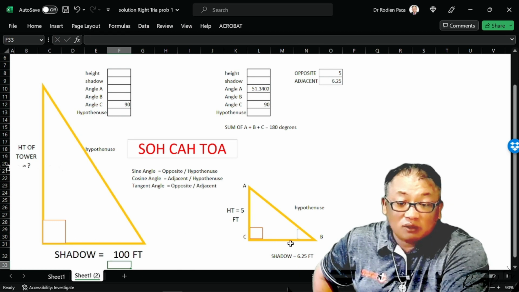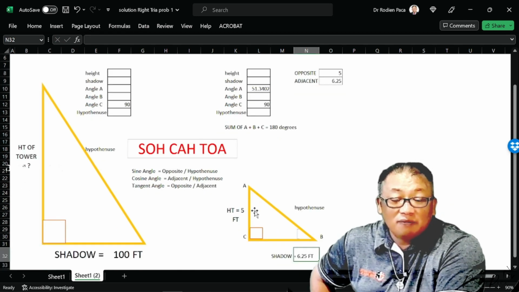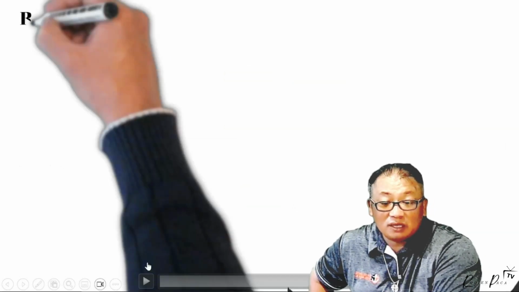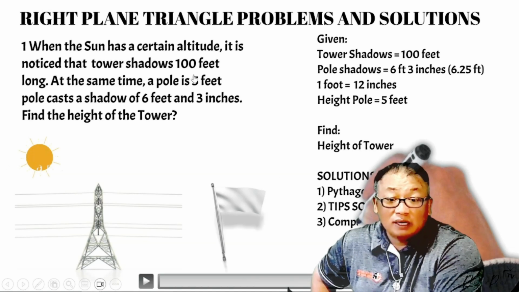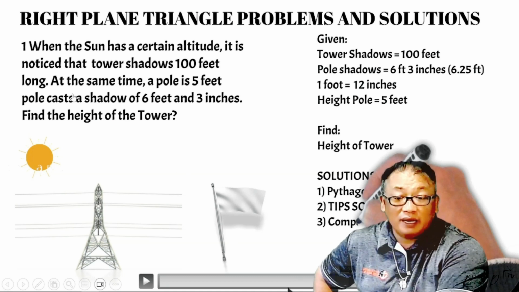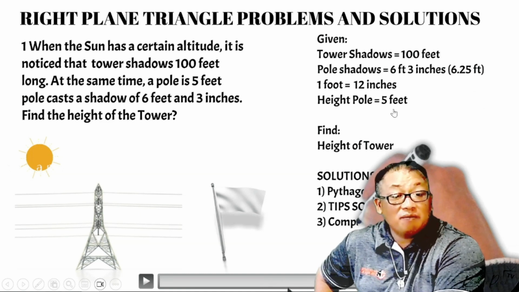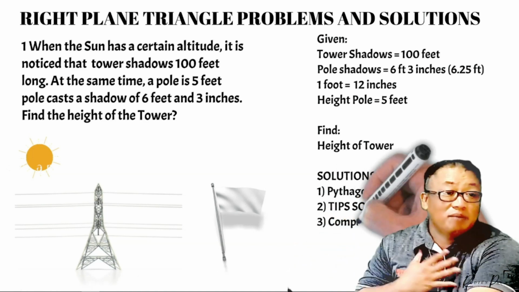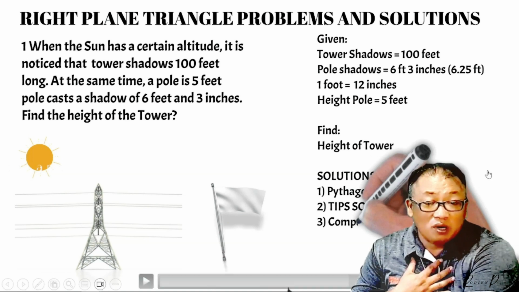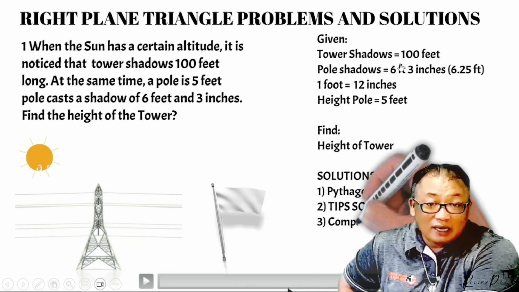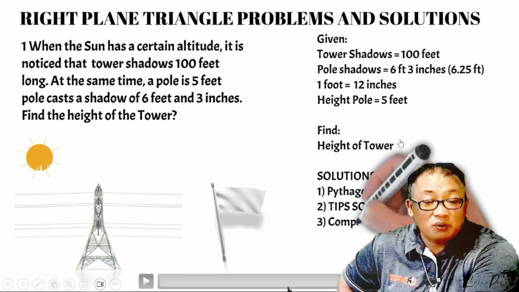the other shadow, which is actually 6.25, and it is given that the height of the post is shown in this animation. Now the second pole is a 5-foot pole, and its shadow is 6.25. Why is it 6.25? Because 3 divided by 12 is 0.25. So basically the height of the pole is 5 and its shadow is 6.25. The other one given is the tower shadow, which is 100 feet.